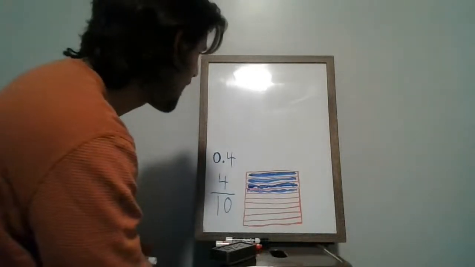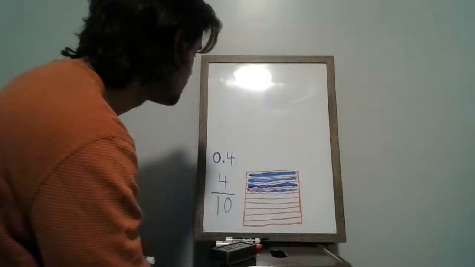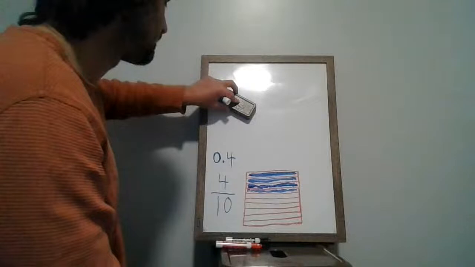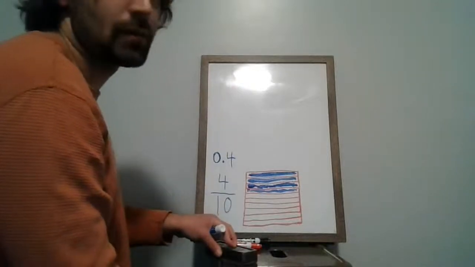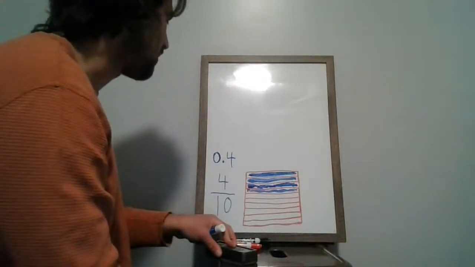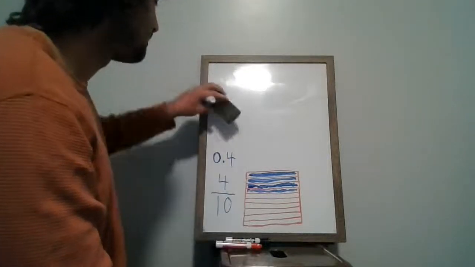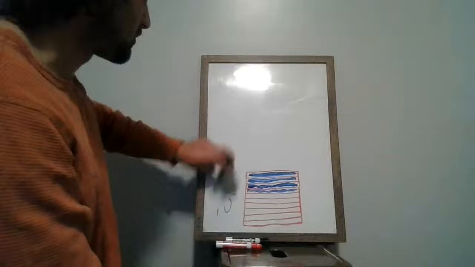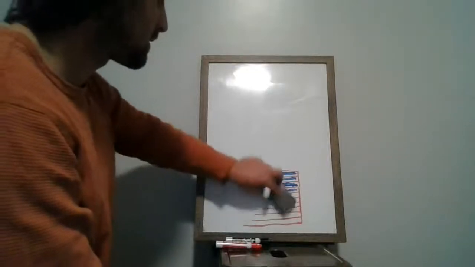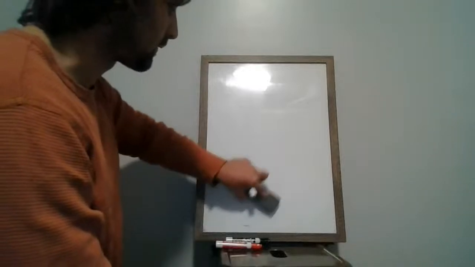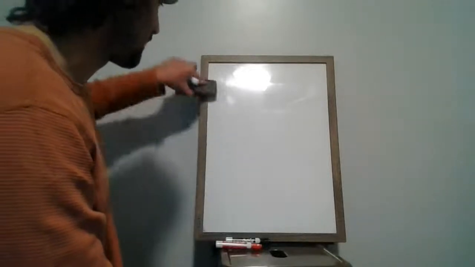So I think we have the hang of it now. Should I keep going or should I call it a video and start playing soccer? I think you get the gist. I don't think I need to draw any more shapes, but I'm just going to write the fraction and decimal equivalents, and then we'll call it a video.